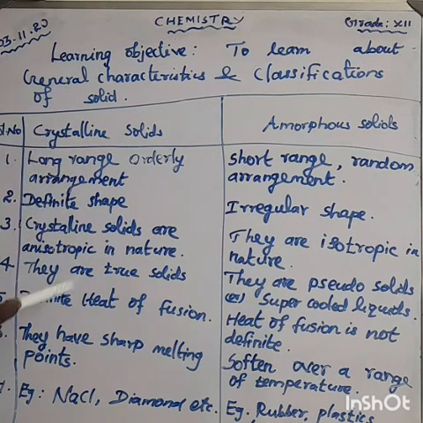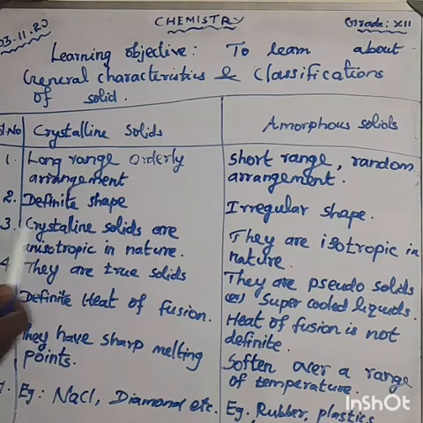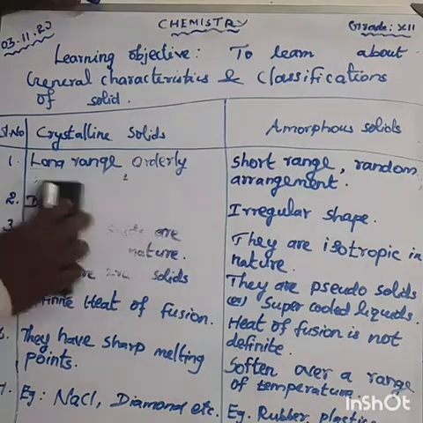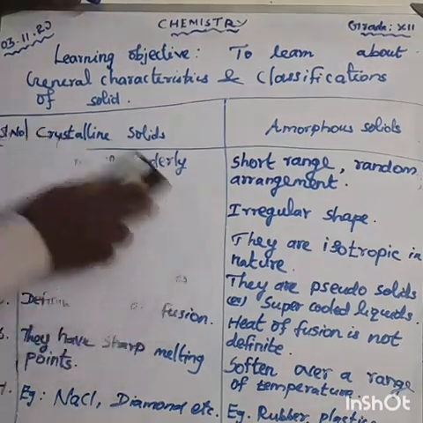Here the examples we can say are diamond, sodium chloride, etc. Here we can say the examples are plastic, glass, rubber, etc. Okay, these are about the 5-mark question: what are the differences between crystalline and amorphous solid? And we can discuss that.